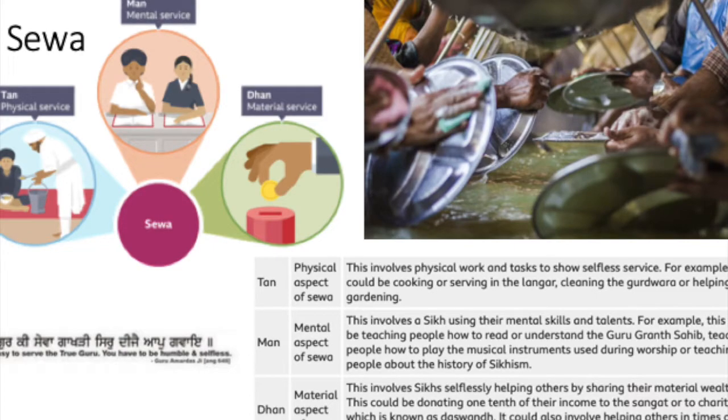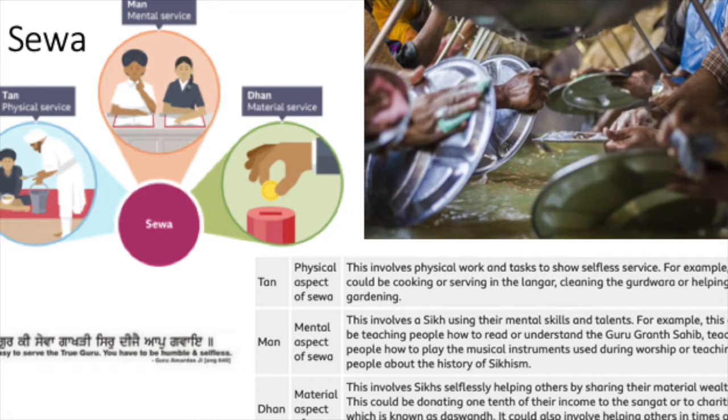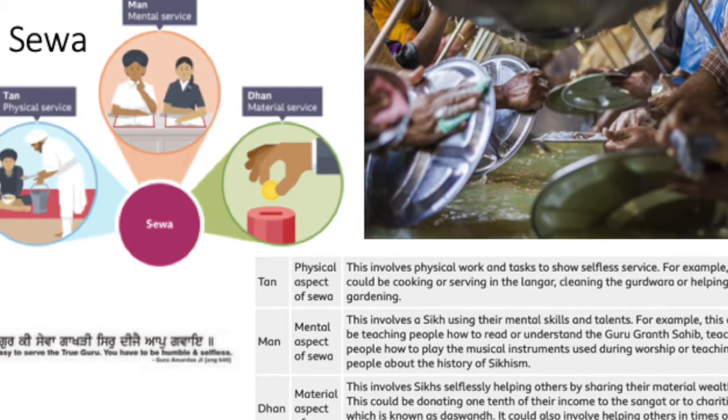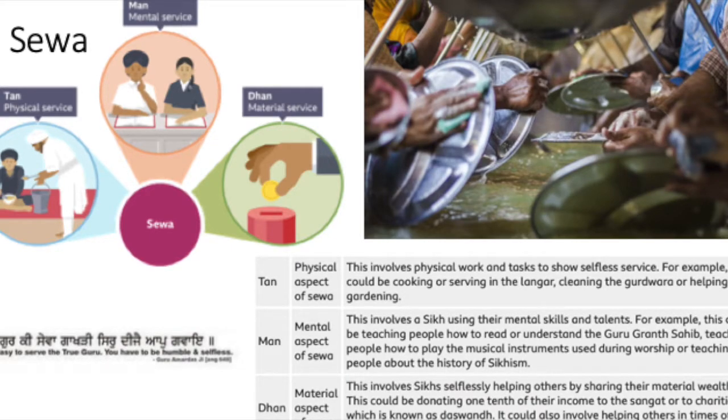And then there's the mental aspect, and the examples that are used here are teaching people how to play musical instruments, teaching them how to read the Guru Granth Sahib, because normally the Guru Granth Sahib is read in the Gurmukhi script, which is very similar to Punjabi, and so there are schools within Gurdwaras where people will learn Punjabi so that they can read the Guru Granth Sahib and different things like that.